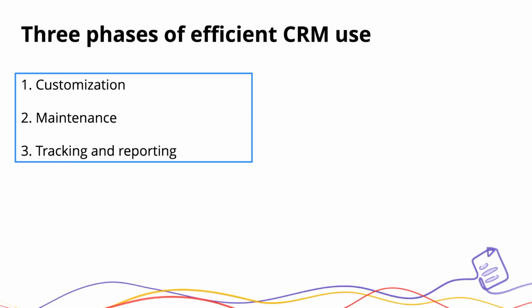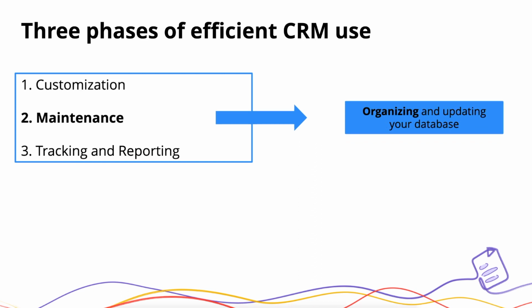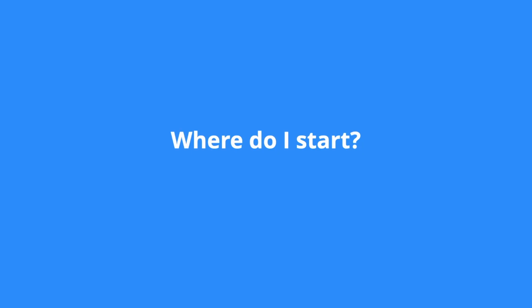So a lot of times when I'm working with people over the phone, they're wondering what's the best way to approach the CRM. So this is sort of 3 phases of efficient CRM use that I've found to be super useful when conceptualizing how to walk in and understand your CRM. So customization, this is just going to be customizing your CRM for data entry and usage. Maintenance, this is just going to be organizing and updating the database. These are your day-to-day processes. And then tracking and reporting, this is going to be how you want to summarize your business as you're going through day-to-day sales. So where do you start?